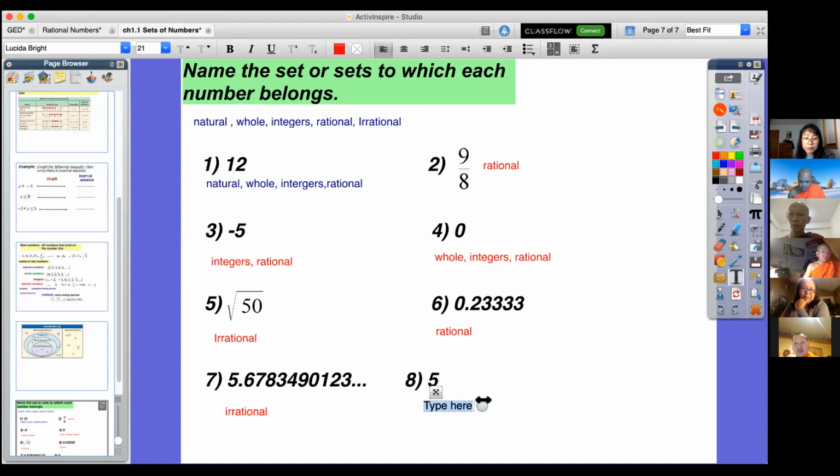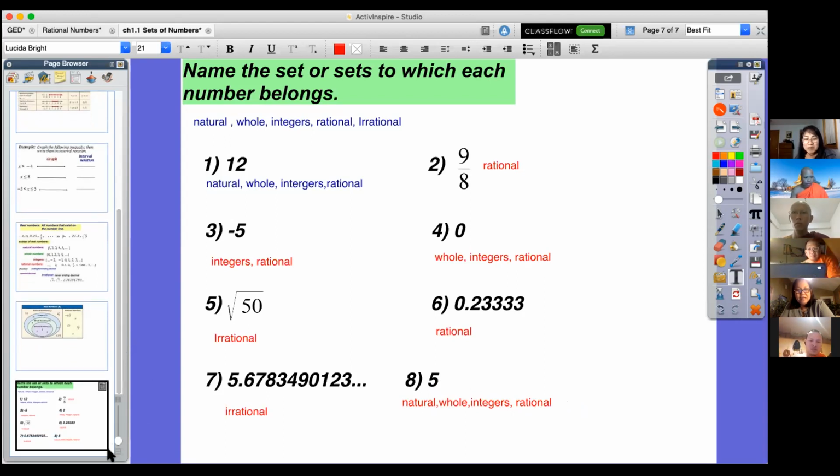Last one, number 8. Natural. Yep, very good. Natural number, whole number, integer. Okay, next week we'll give you a test on that.